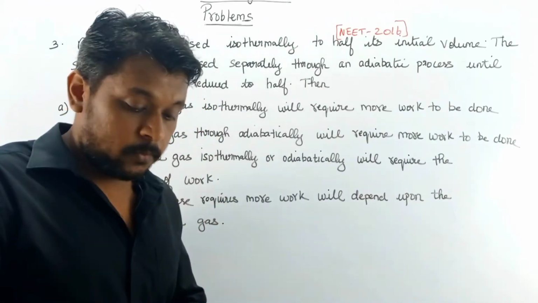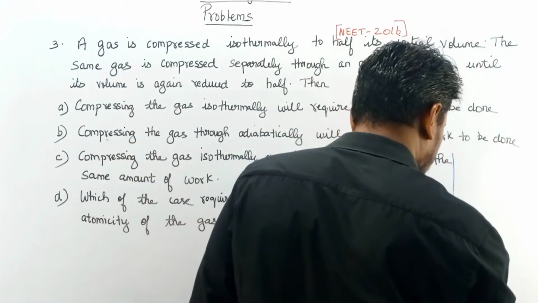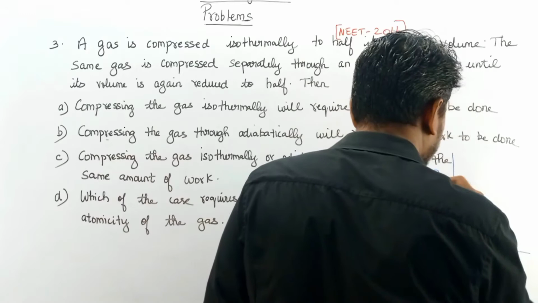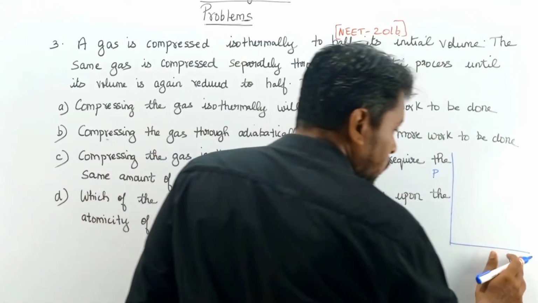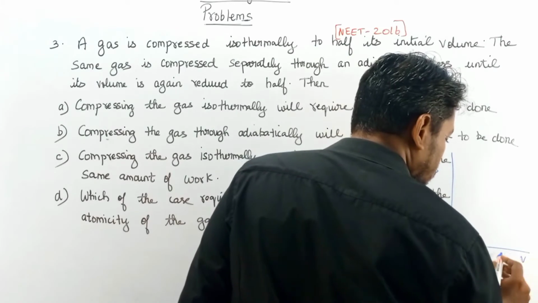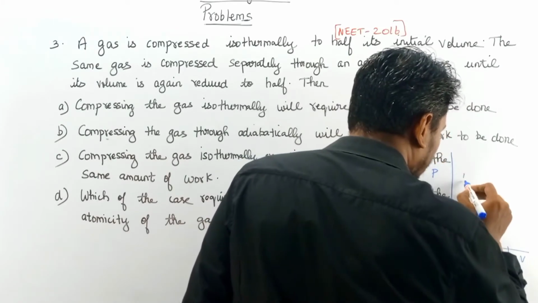So work done can be calculated from the PV diagram. So here we have a PV diagram. See that. So here the gas is compressed, so the volume gets reduced. So we have V1, and this is V2.